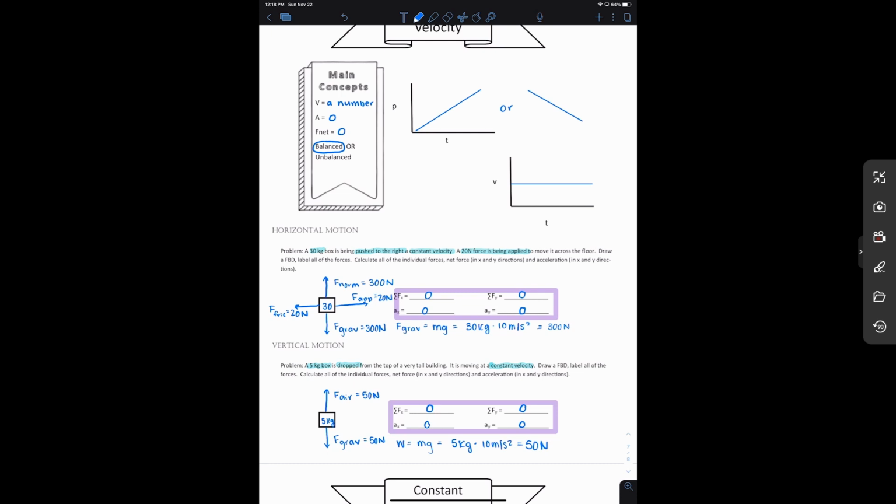Okay, in the next video, I will go over the constant acceleration, and those add in a little bit, one more step of complexity.